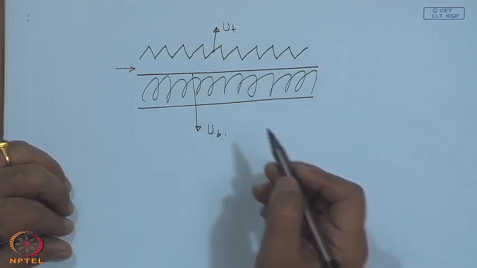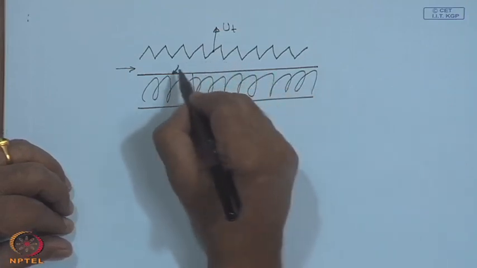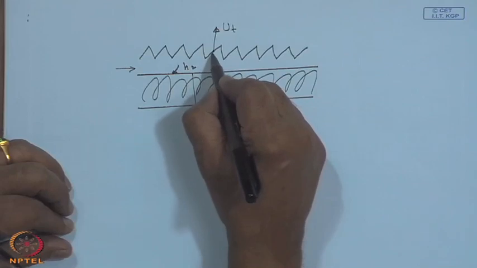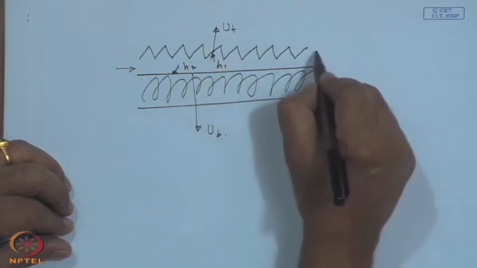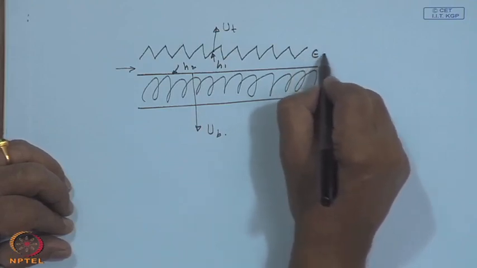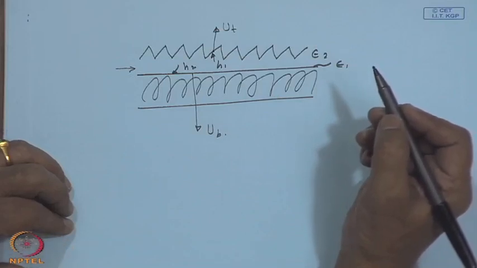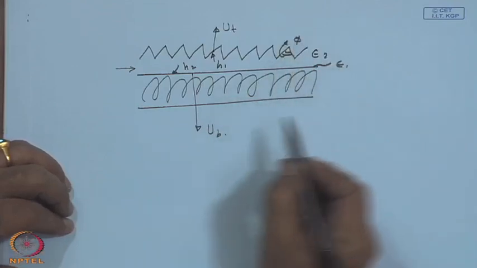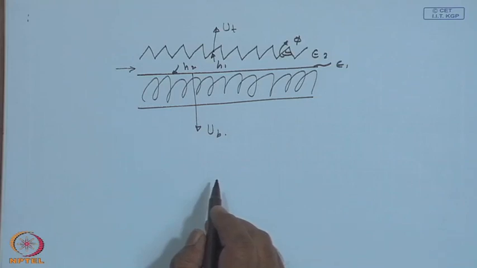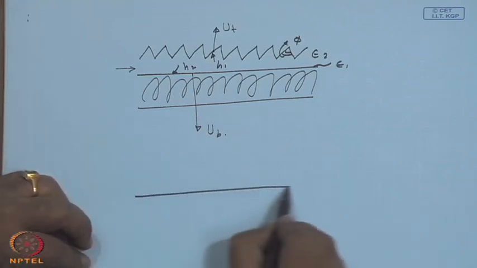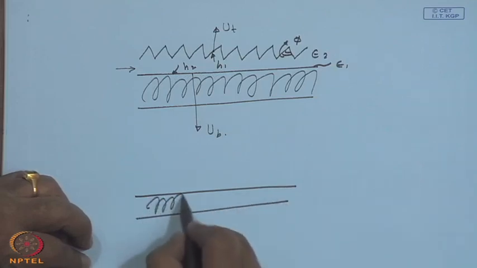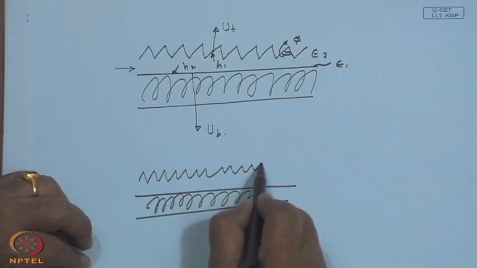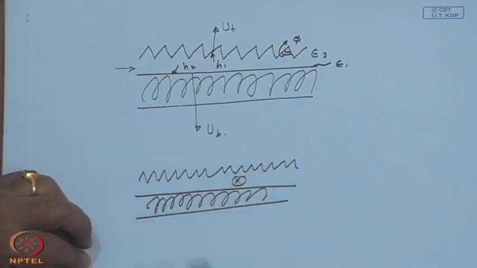So, U T and U B are your top loss and bottom loss heat loss coefficients. This is your H 2 to the corrugated plate, it is H 1, with of course, you can have an epsilon 2 and an epsilon 1 or correspondingly alpha 2 and alpha 1, and this angle is phi. Flow normal to the corrugations, because one can also have a configuration like this with insulation and a corrugated sheet with flow perpendicular to the plane of the paper.